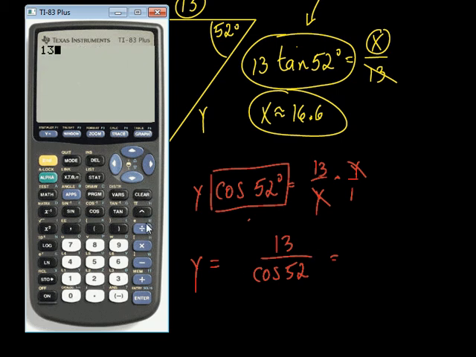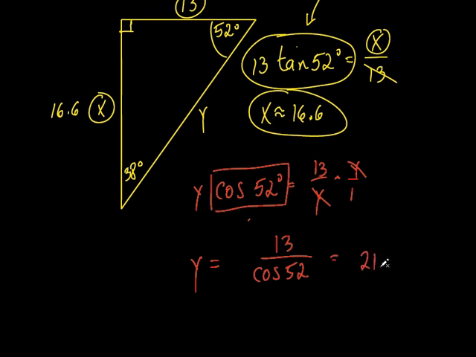On this problem, on this calculator, I would go 13 divided by the cosine of 52. Everybody see that? And then I get about 21.1. That's it. And that's what this is.